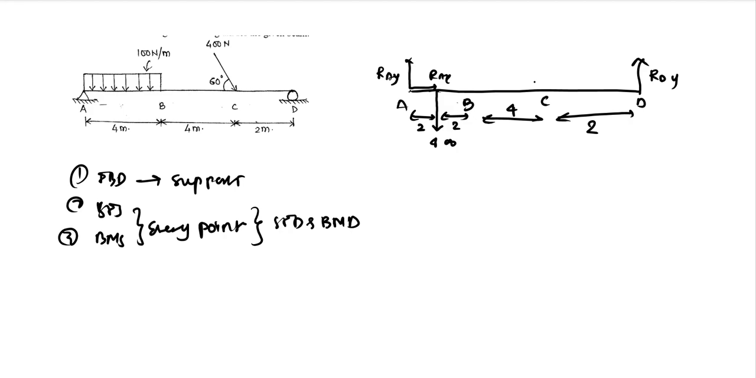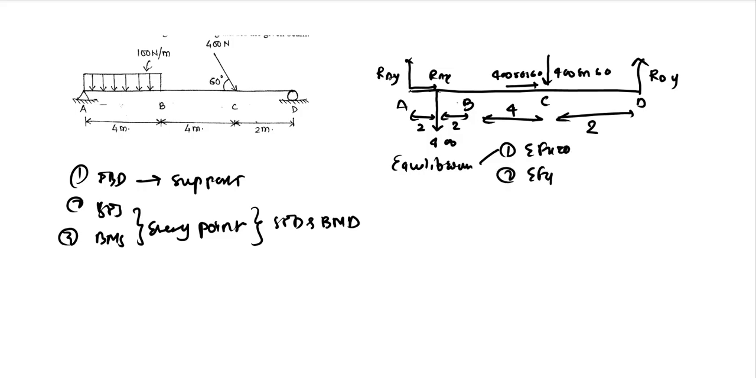Also, we need to resolve the force at C, which will be 400 sine 60 and 400 cos 60. This will be the resolution of the 400 Newton force at C. So this is how you can draw your FBD. And after that, you can apply the equilibrium conditions. So first of them will be summation of Fx is 0.